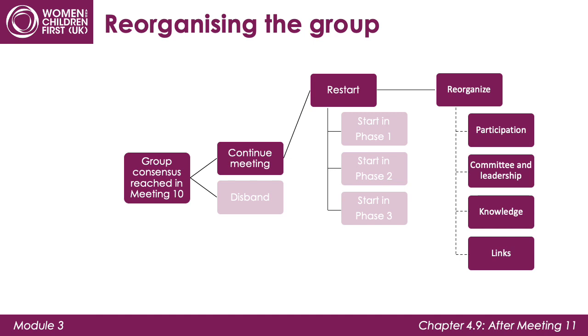If the group decided to continue meeting in meeting 10, they have also decided how they are planning to reorganize and strengthen the group. They may have decided that participation in their group needs to be strengthened, or that their committees and leadership need to be strengthened, or that their maternal and newborn health knowledge needs to be strengthened, or that their links with others need to be strengthened. Let's look at each of these in turn.